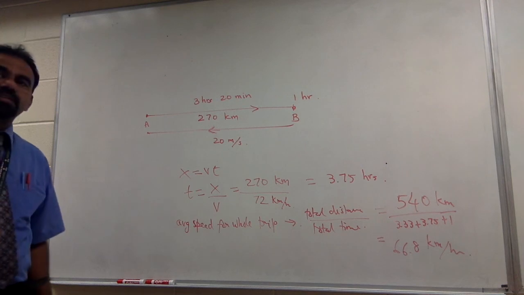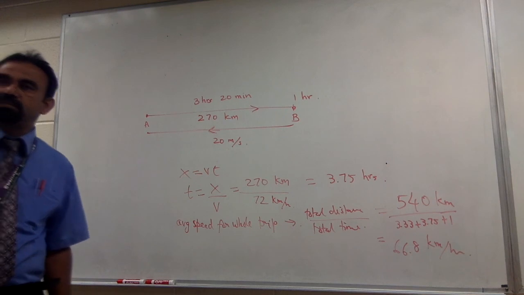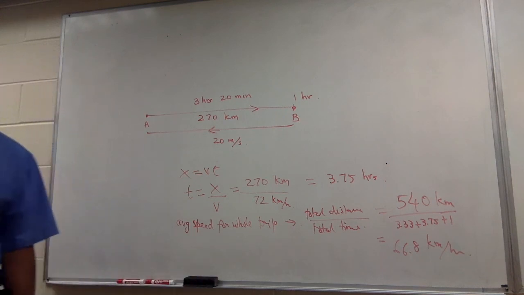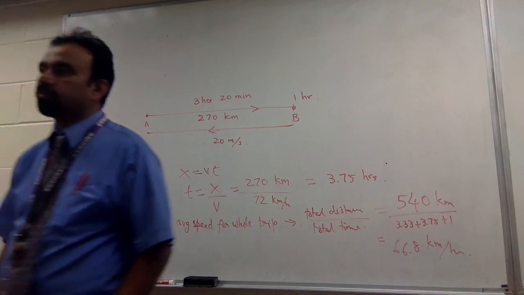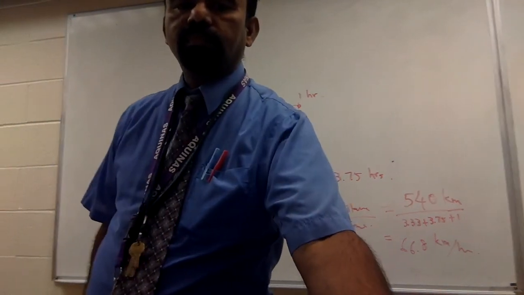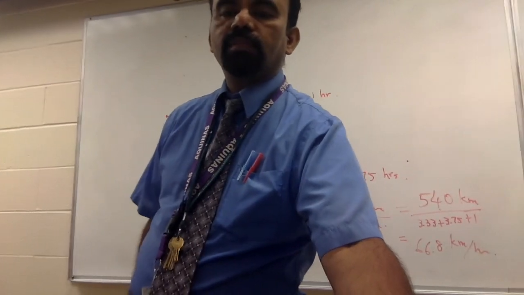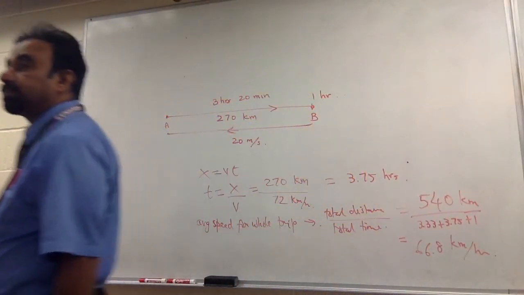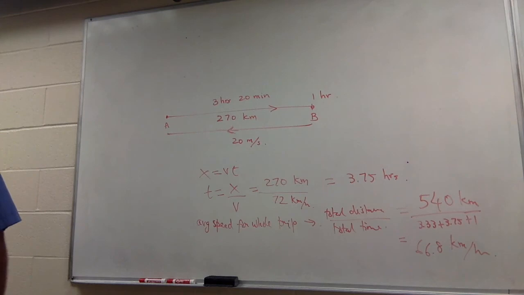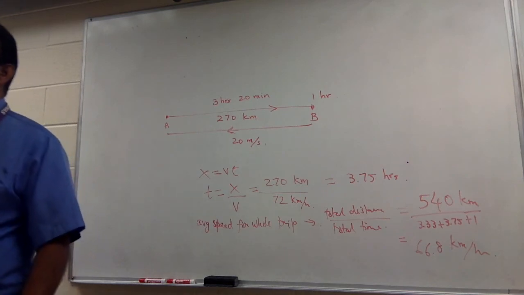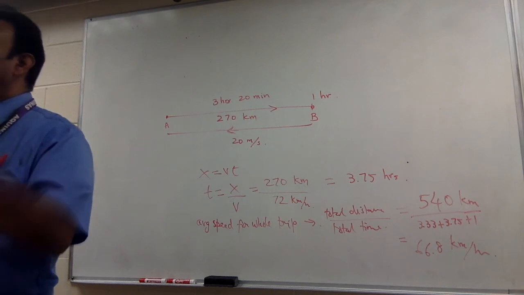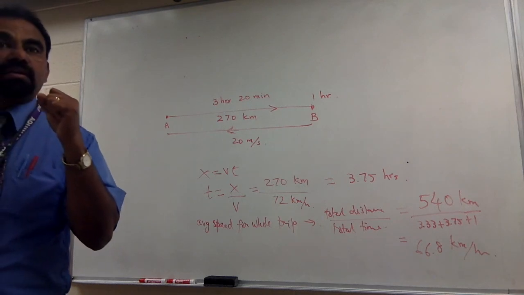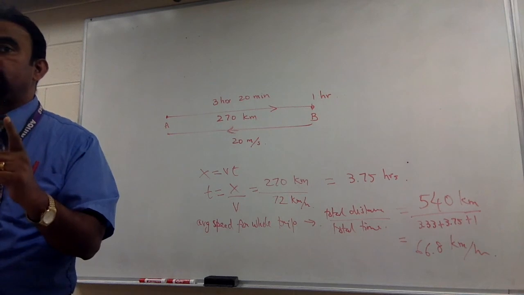What's the average velocity of the whole journey? Come on, come on. What's the average velocity by definition? Oh, 0. What's the average velocity by definition? Total displacement divided by total time.